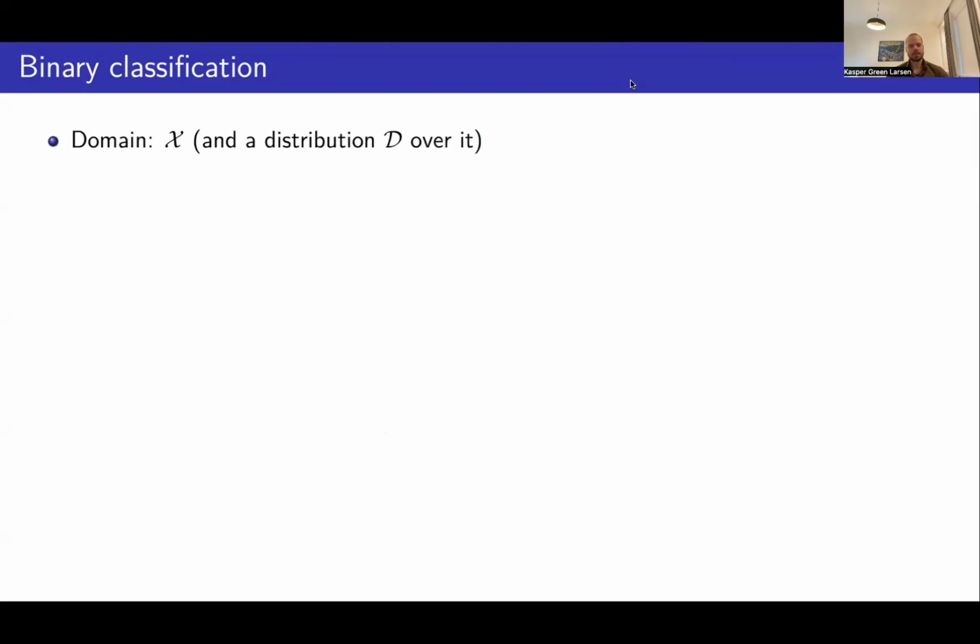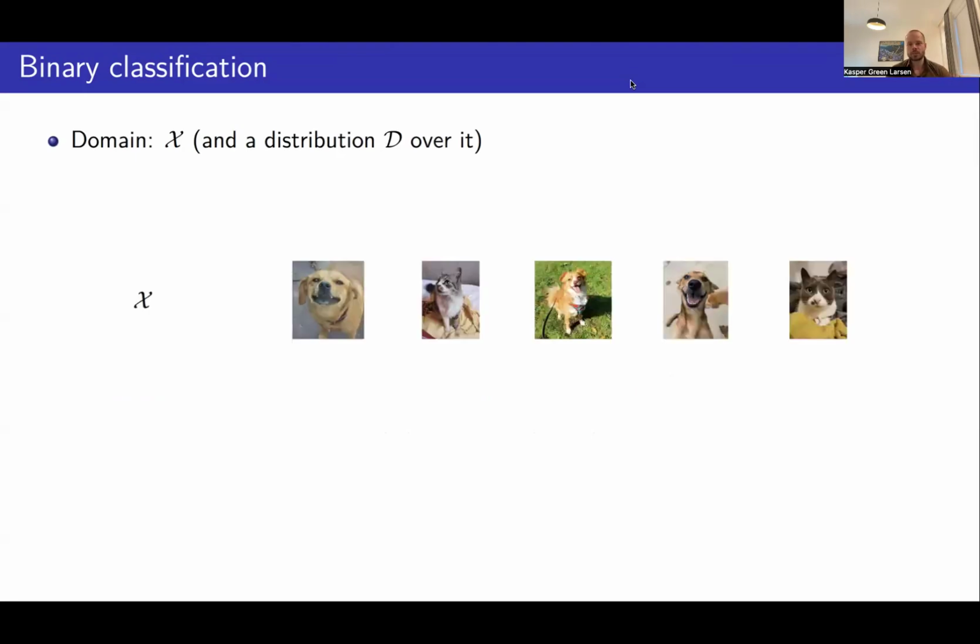Just to introduce some notation, we'll be working with an input domain X and a data distribution over it. For instance, the input domain could be images of cats and dogs, to keep it simple. We also work with a label space, a set of labels whose cardinality is just two, so we're doing binary classification. In this example, the label space could just be the two different labels, cats and dogs.